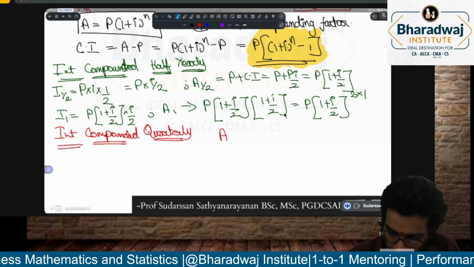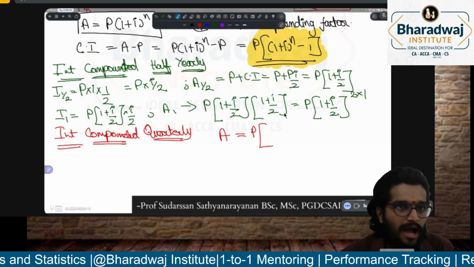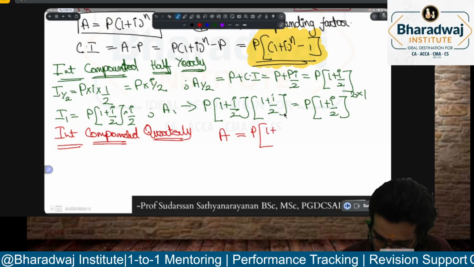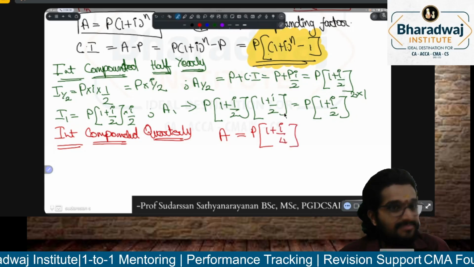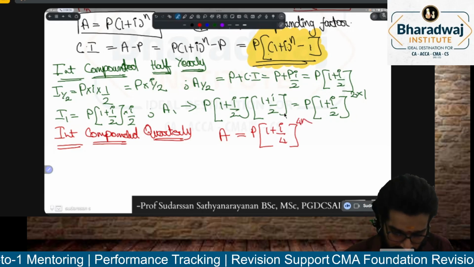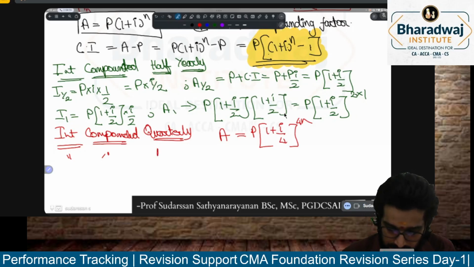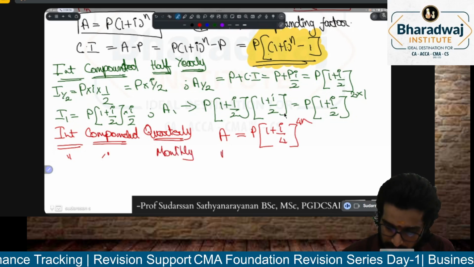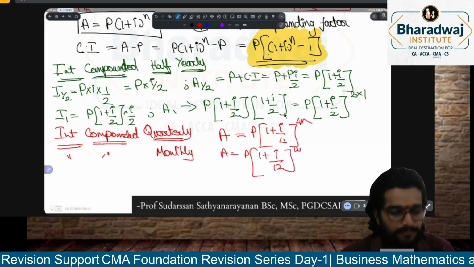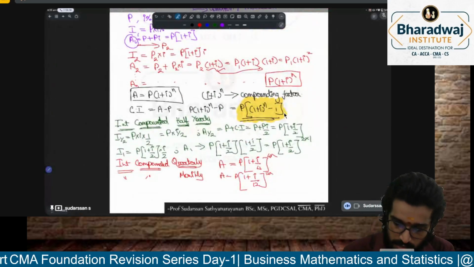What can be the formula for amount? Principal multiplied with, if it is half yearly, you divide I by 2 and the power is 2n. If it is quarterly, it will be 1 plus I by 4 power 4n. Now, interest compounded quarterly, we have seen. Next, monthly. Amount will be equal to principal multiplied with 1 plus I by 12 power 12n. Clear? With this, I am giving you a break.